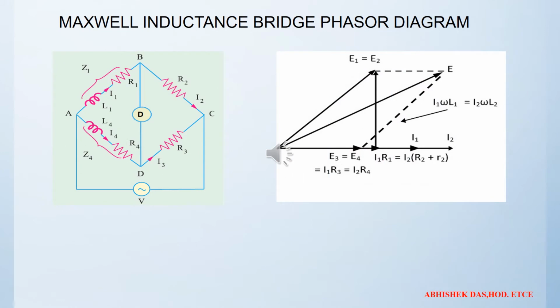Here you can see the Maxwell inductance bridge diagram as well as the phasor diagram of this bridge. You have to know the details of the phasor diagram, so you can make this from the circuit diagram. In this circuit there are two currents, the I1 current and the I2 current, and I put the I1 current on the x axis and the I2 current on the y axis. From there we can draw the phasor diagram of the Maxwell inductance bridge and other bridges also.